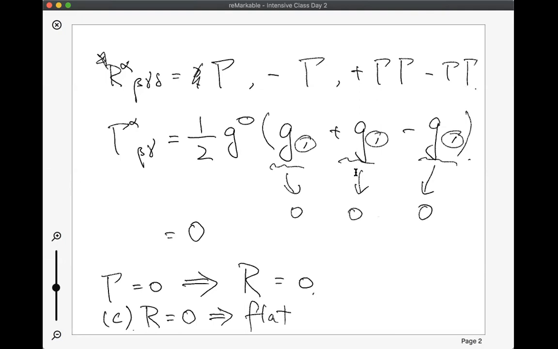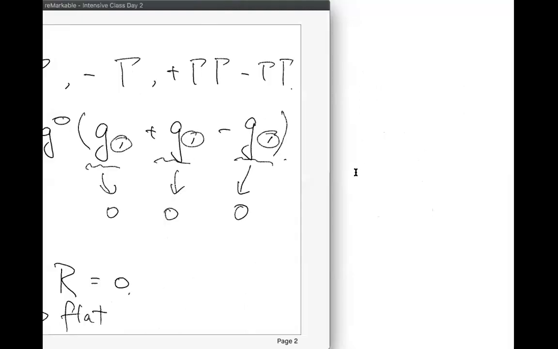Okay, so for part C, actually all of you have done a very good job. We can now verify that the surface is indeed flat.